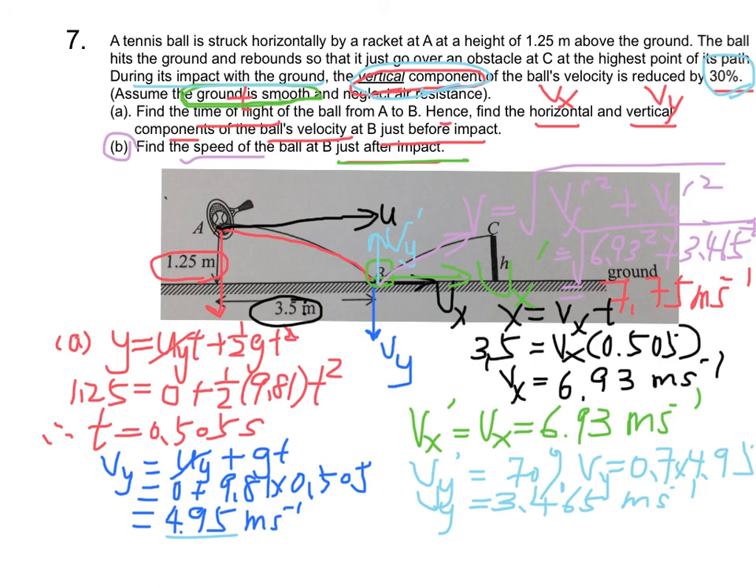In this question, we also assume that there is no air resistance, which means that the acceleration due to free falling is equal to g.